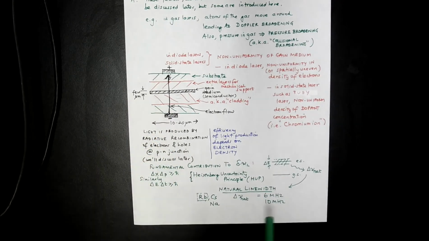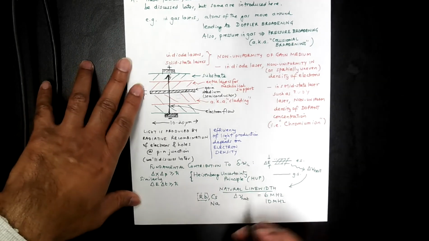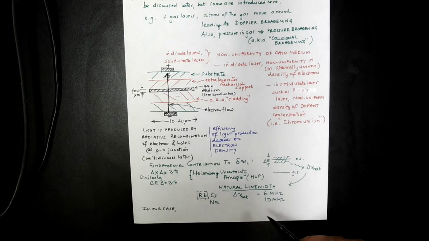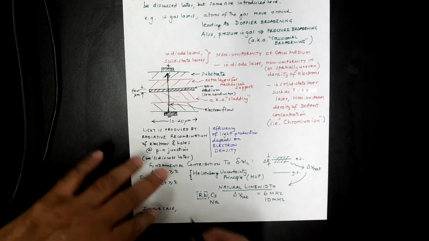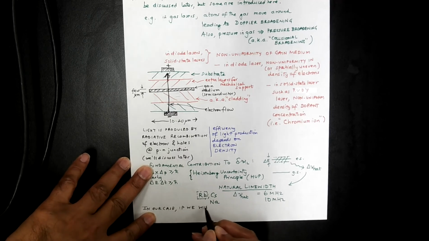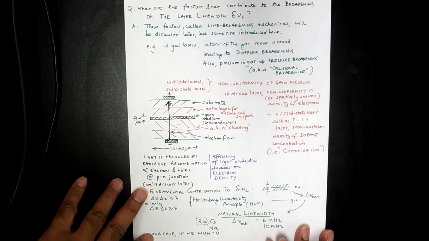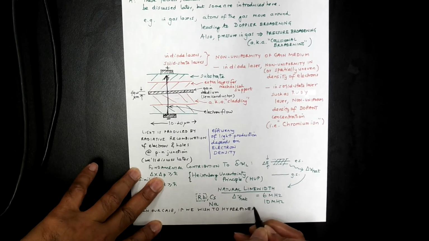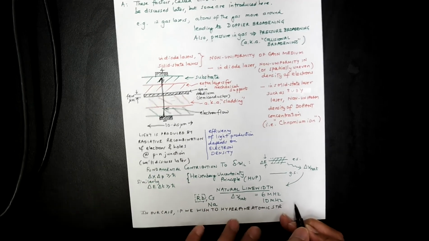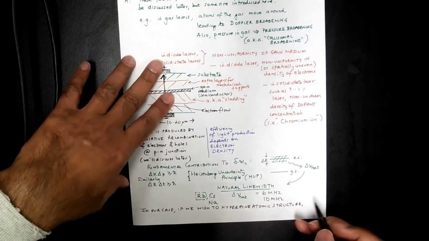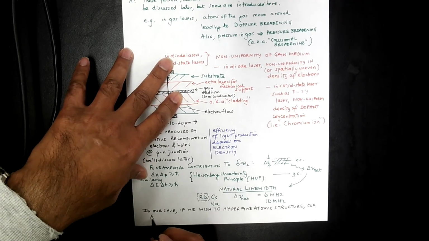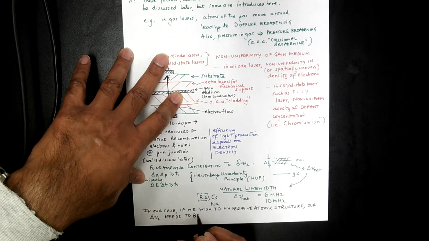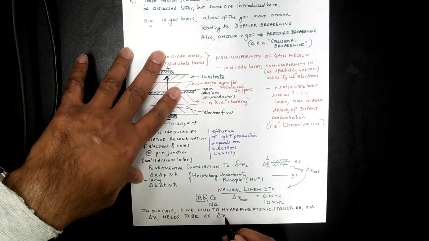So basically what this means is that in our case, if we're going to probe structure in the atom, if we wish to study hyperfine atomic structure, our laser delta nu L needs to be much smaller than the delta nu natural.